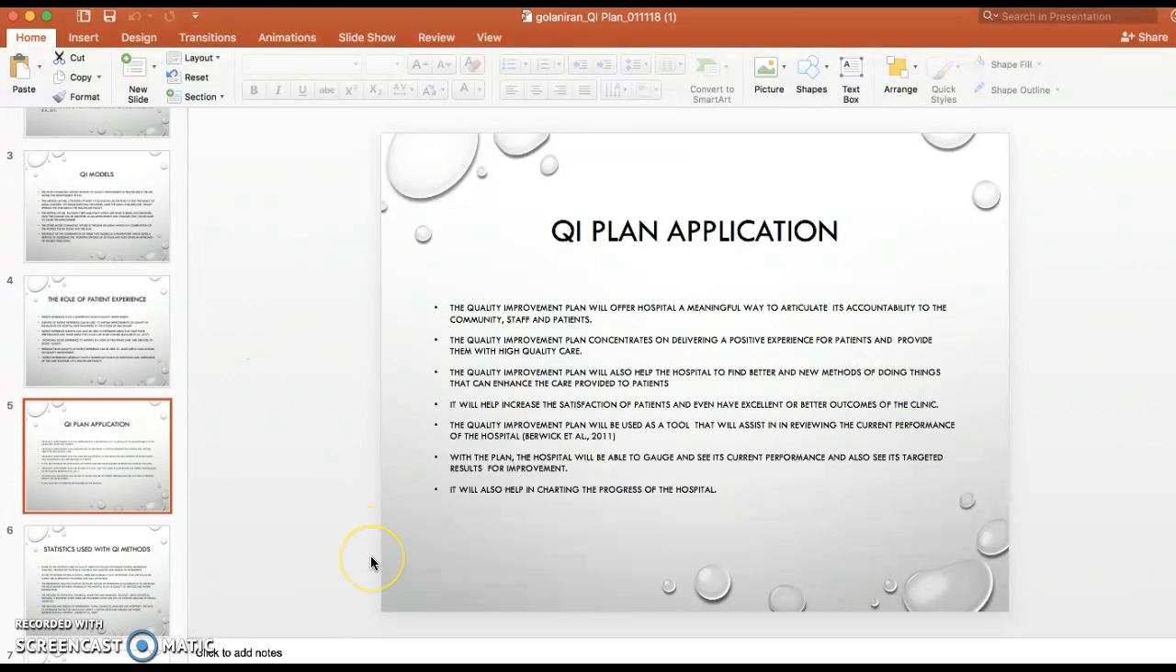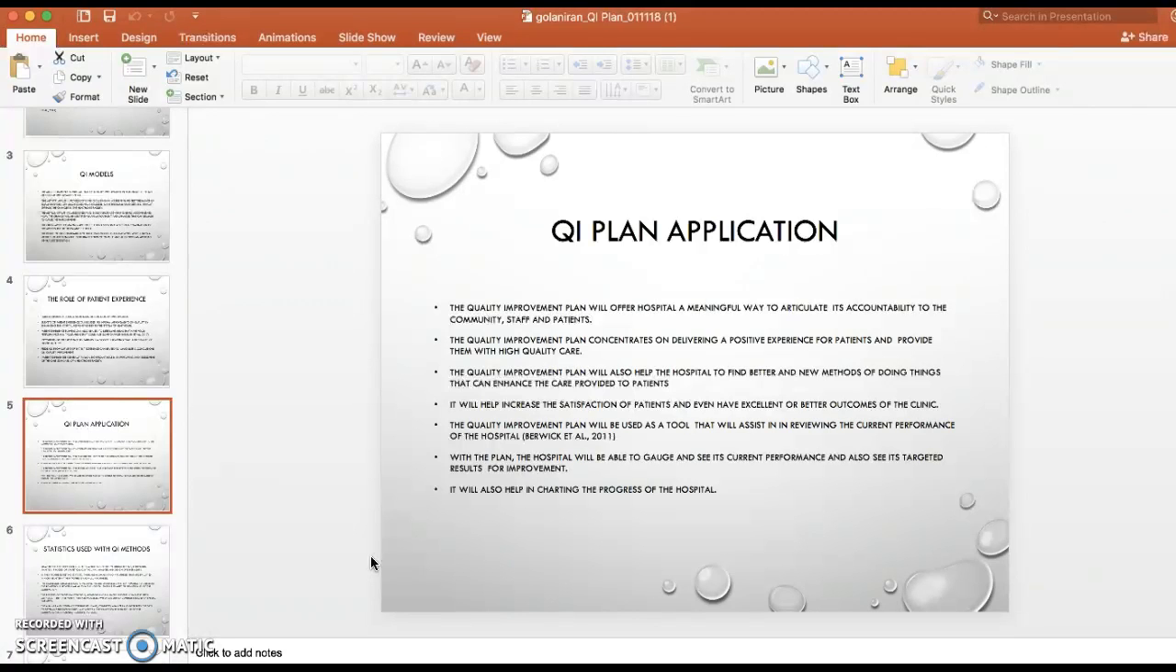Quality Improvement Plan application. The Quality Improvement Plan will offer hospitals a meaningful way to articulate their accountability to the community, staff, and patients. The Quality Improvement Plan concentrates on delivering a positive experience for patients and providing them with high-quality care. The Quality Improvement Plan will also help the hospital to find better and new methods of doing things that can enhance the care provided to patients. It will help increase the satisfaction of patients and even lead to excellent or better clinical outcomes.